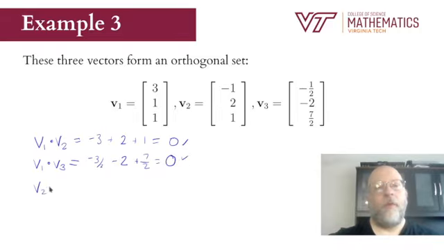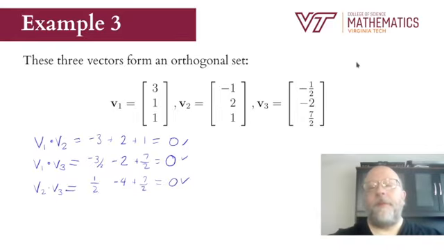And v2 and v3 have to be orthogonal. So negative times negative is going to be positive 1 half. 2 times negative 2 is going to be negative 4. 1 times 7 halves is 7 halves. So the positive terms add up to 8 halves, which cancels with the negative 4. And so all three vectors are orthogonal.